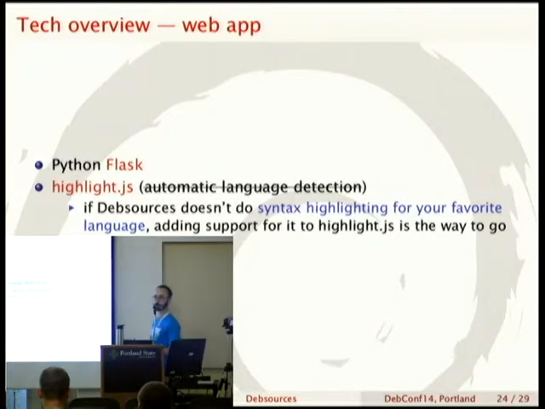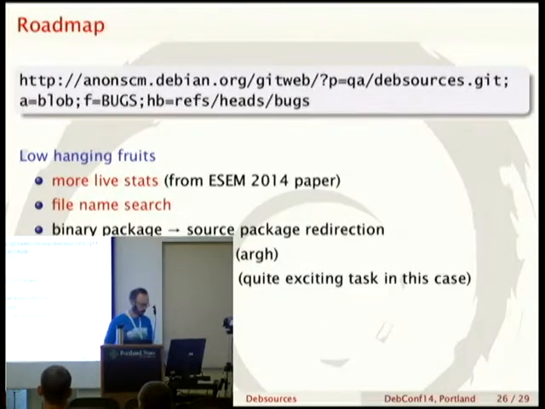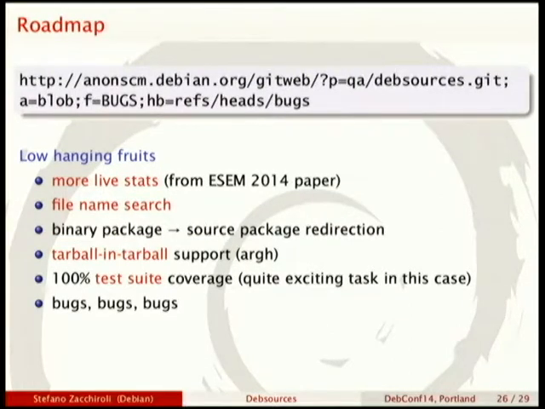I've been asked in the past to do that for specific languages, like the Scilab language, or I don't remember what else it was. But that's the place where you need to add your support in order to have sources.debian.net using it. What else? Roadmap. There is a bugs file. I still have to migrate all the bugs to the qa.debian.org website. I plan to do that during DebConf.